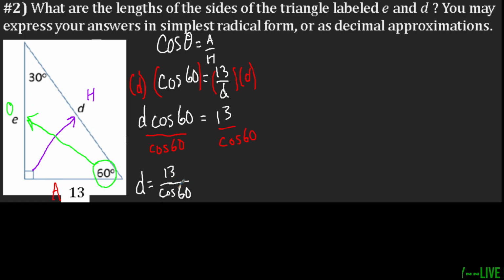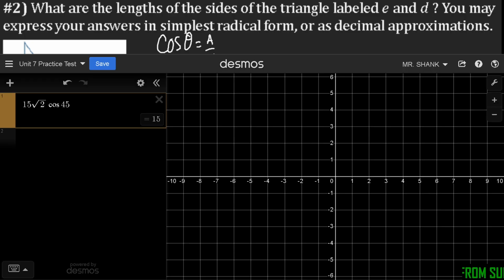Again, cosine 60 is one number. So if you don't like doing these steps, you can essentially switch where d and cosine 60 are, and you'll get your answer the same way. But I like to show my steps one piece at a time. All right, so I'm still in degrees, so now I'm going to type in my answer for d.